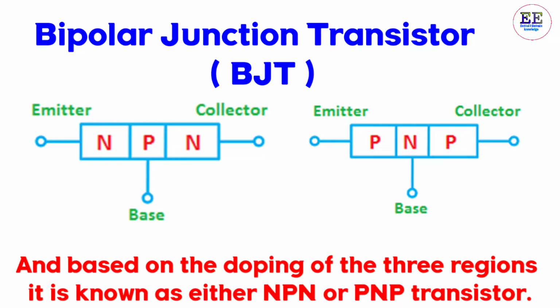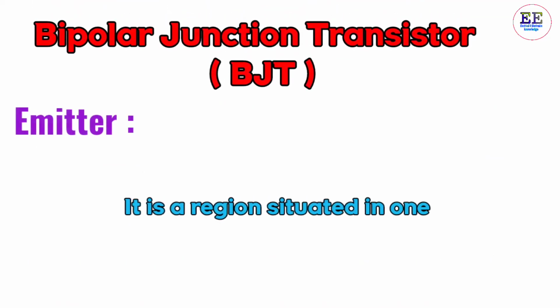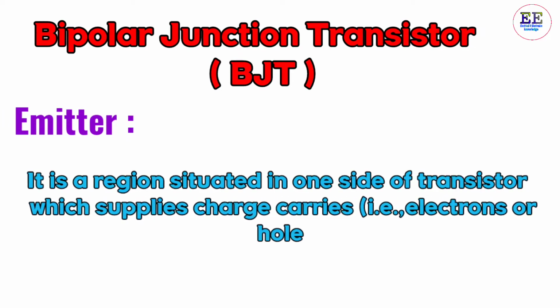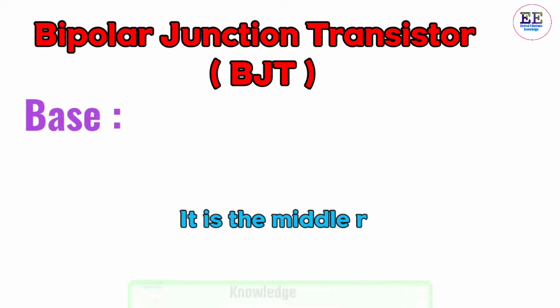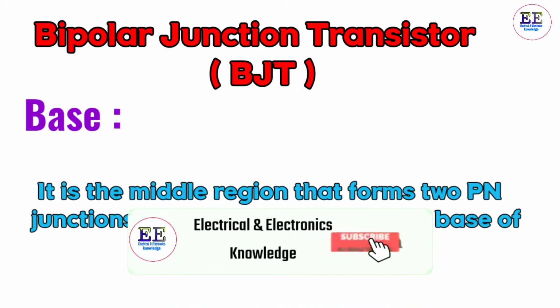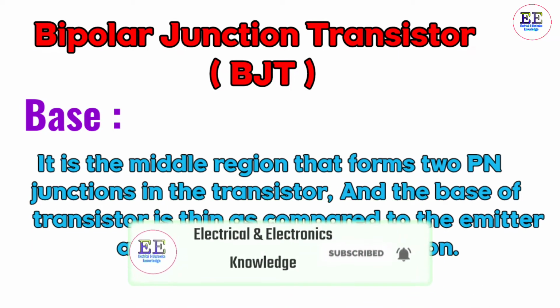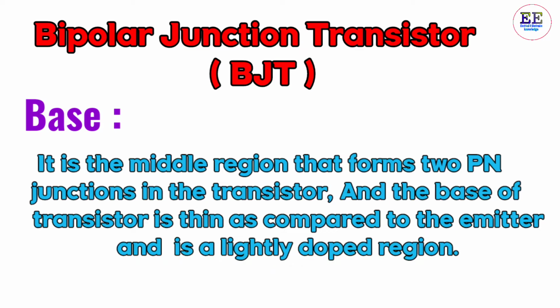Now let's shortly discuss about emitter, base and collector. Emitter is a region situated in one side of transistor which supplies charge carriers to the other two regions. The emitter is a heavily doped region, and the base is the middle region that forms two PN junctions in the transistor. And the base of transistor is thin as compared to the emitter, and it is a lightly doped region.